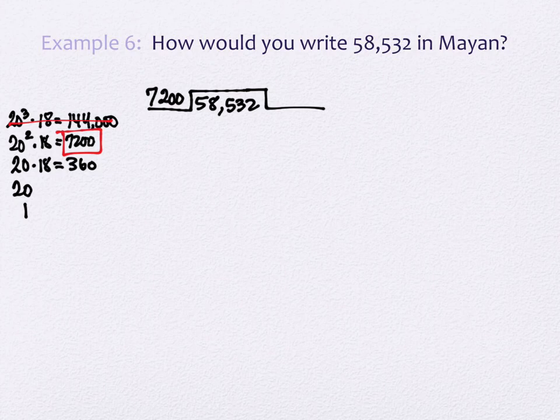So you're going to take the 58,532 and divide it by 7,200, and you want to know how many whole number times it goes in. The number needs to be between 1, because we know it's smaller, but it needs to be between 1 and 19, right? Because that's their place value system. It doesn't have anything bigger than a 19 in it. So how many whole number times does it go in?